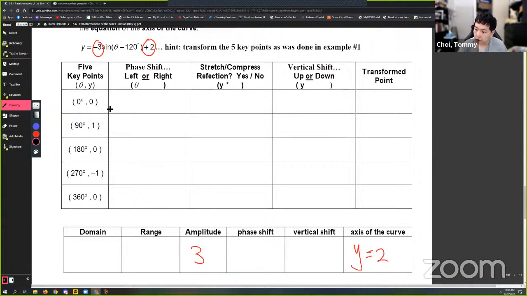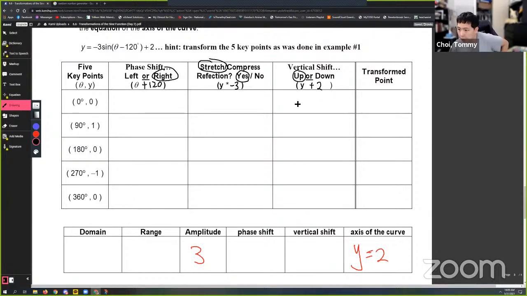Okay. So from here, let's brute force it this time. Looking here, we have our equation. There is a phase shift. It's to the right, so we're going to add 120. Is there a stretch and compression? Yes, there is a stretch. Is there a reflection? Yes, it is negative, so we are multiplying by negative 3. Is there a vertical shift? Yes, it is up, so we're going to add 2 at the end of it.